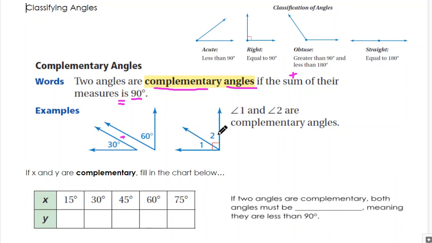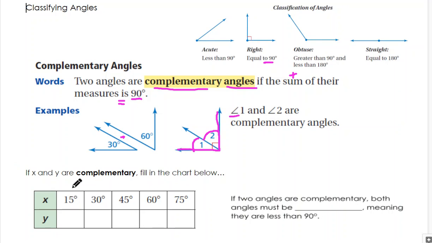These two, 1 and 2, are complementary because if I add angle 1 to angle 2, it's going to make up this bigger angle here, which is a right angle, because I know that because there's a little box here, right? That's a right angle. So I know a right angle equals 90 degrees, and complementary angles are any angles that add up to give me 90 degrees. So therefore, 1 and 2 are complementary angles. Okay? All right, so it says if x and y are complementary, fill in the chart below.